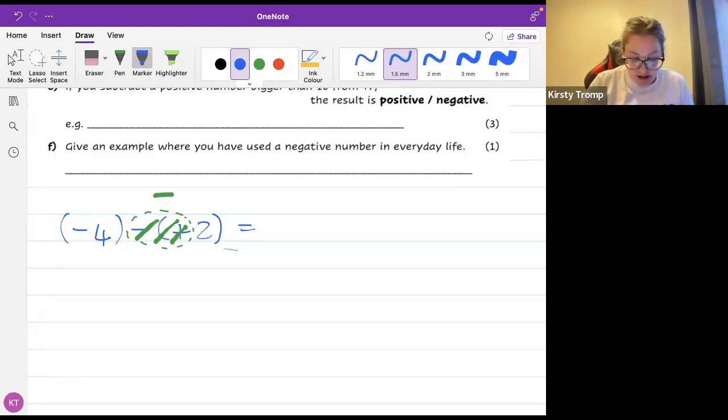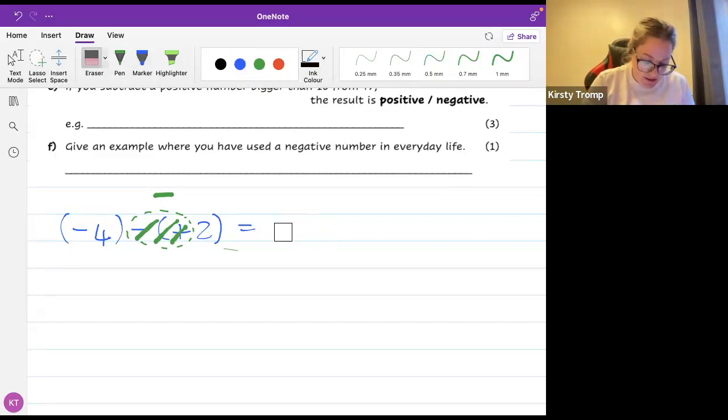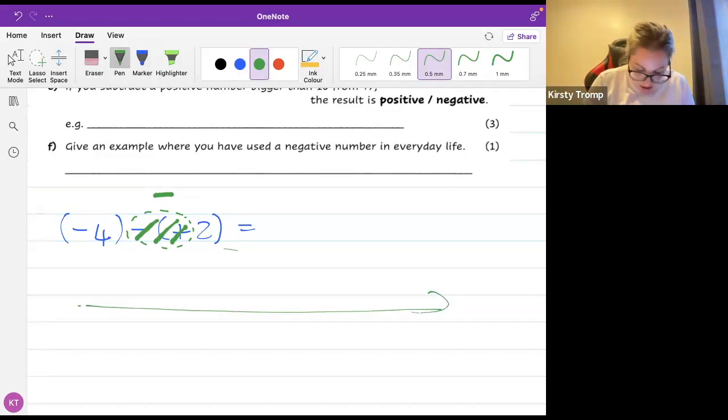Exactly. So now I've got -4 minus 2. So what's -4 minus 2? It'll give me negative 2... 6? Oh, you're not sure? Should we do it on a number line quickly? Yes, ma'am. Let's do it on a number line. It's okay. So let's go.